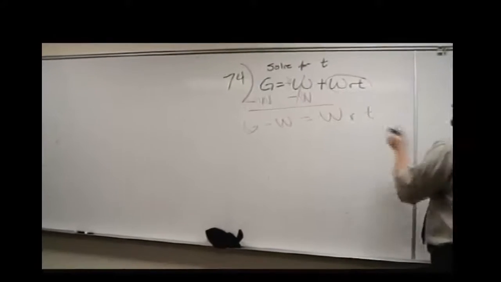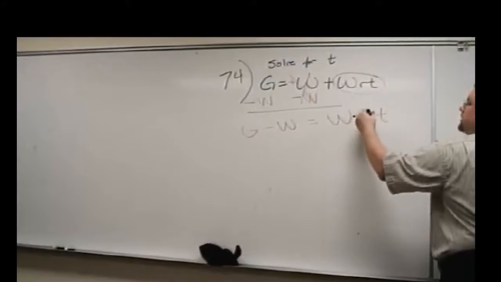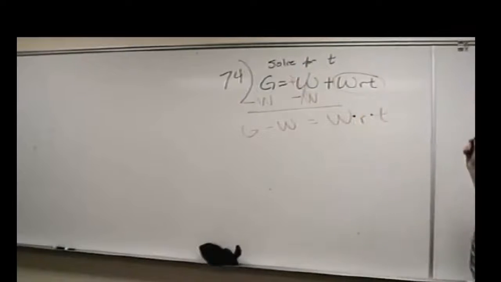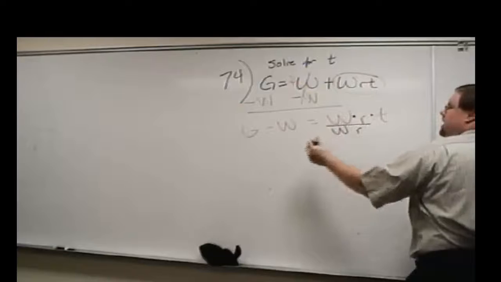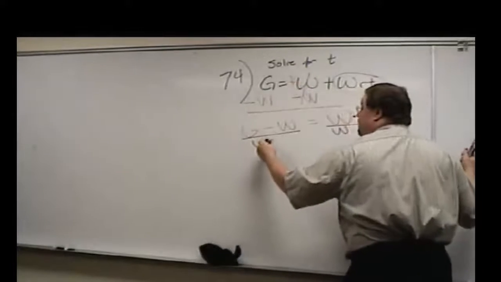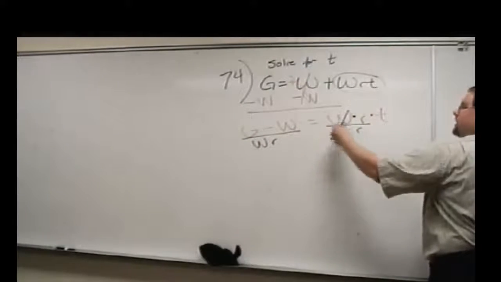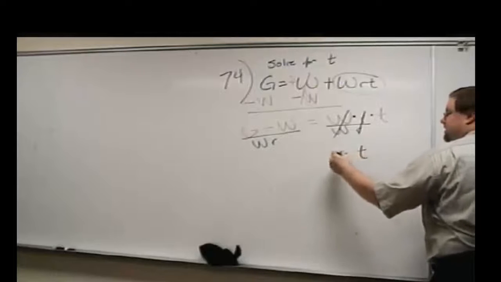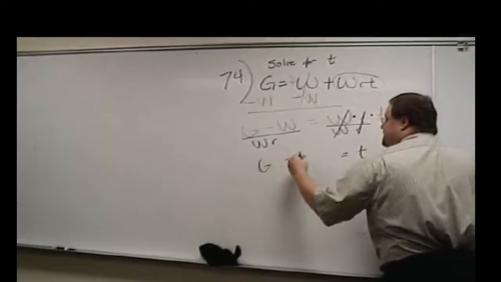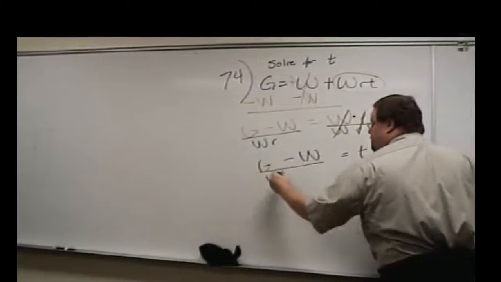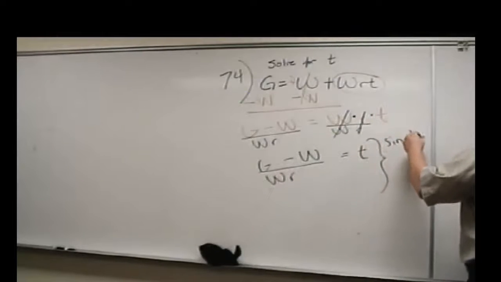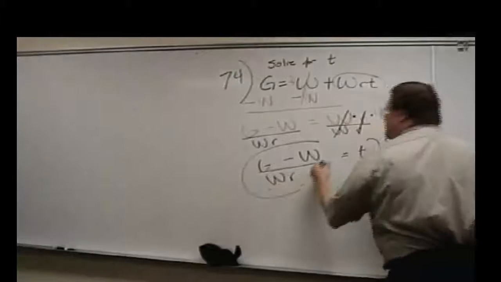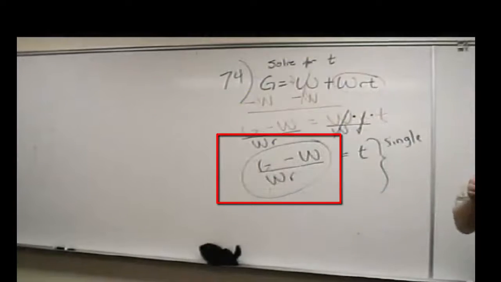Okay, so we're going to do a legal separation by putting in the multiplication dot, and we're going to do a divorce. Okay, I'm going to divide both sides by W and the R, and both sides by W and the R at the same time. Both of them are leaving the T. So now you have T equals G minus W over WR. T, as you can see, is single. And when you get T single, we're done. And you move on with your life. Okay?